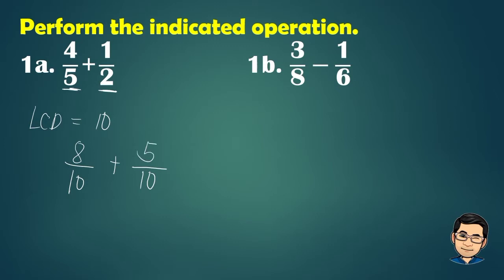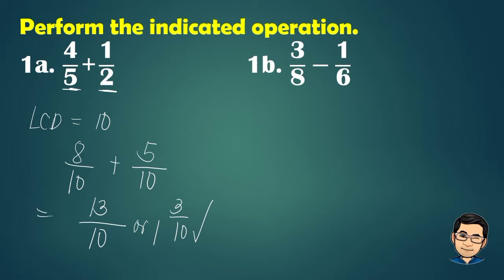Now, since similar fractions na sila kasi nakuha na natin yung LCD, we can now add them. 8 plus 5, that is 13. Then, we simplify 13 over 10 because improper fraction siya. So, 13 over 10 or 1 and 3 over 10. So, make sure na sinisimplify natin yung mga sagot natin.